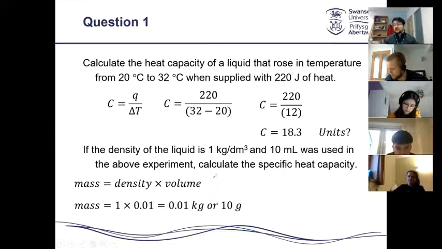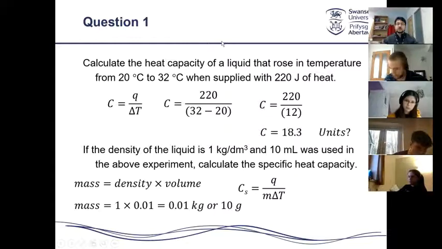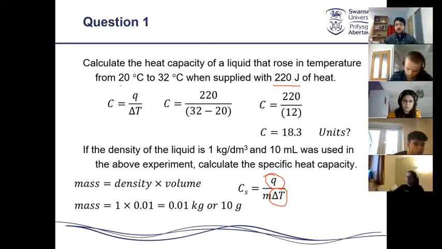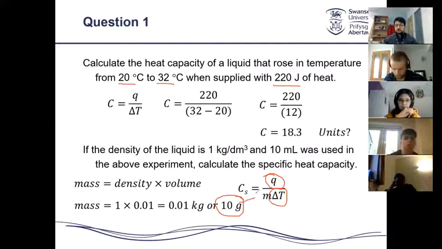And so from this, we now have everything we need to work out the specific heat capacity. We have the heat, which is 220 joules, the change in temperature, which is the difference between the final temperature of 32 and the initial temperature of 20. And we've also just worked out the mass, which in this case we want in grams, which is 10 grams.